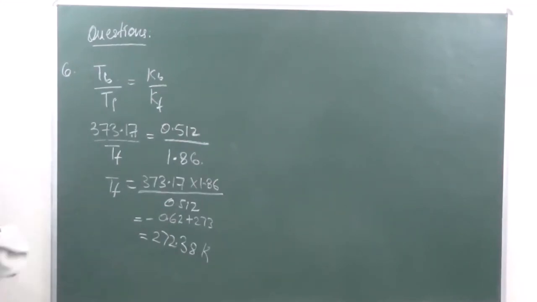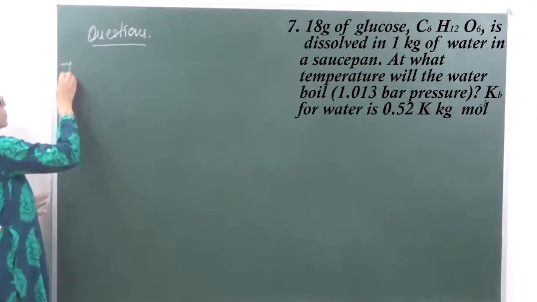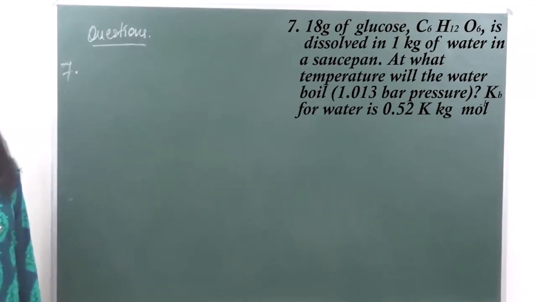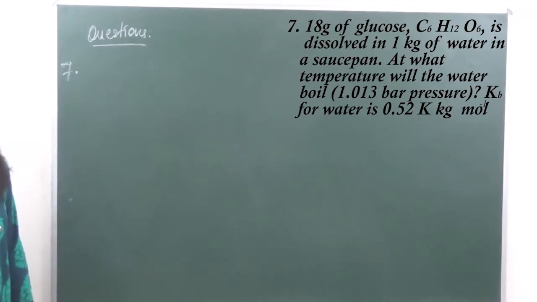Question number 7 is 18 grams of glucose, C6H12O6, is dissolved in 1 kg of water in a saucepan. At what temperature will water boil? Pressure has been given as 1.013 bar pressure and kb for water is 0.52.